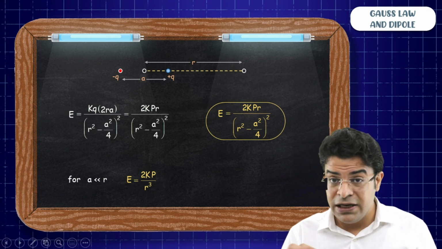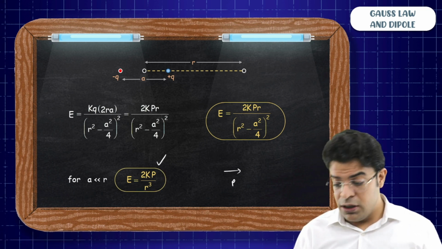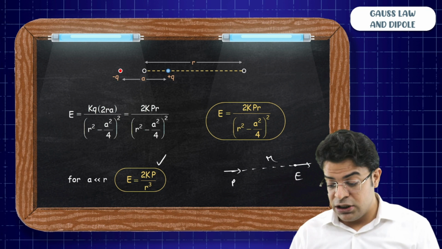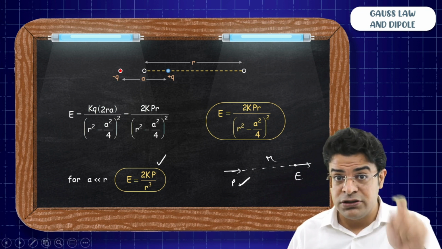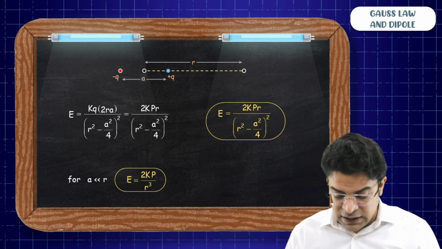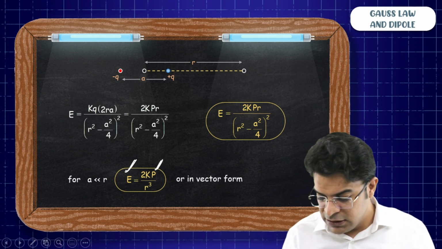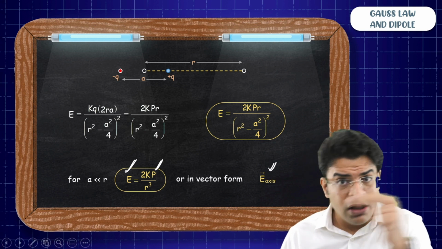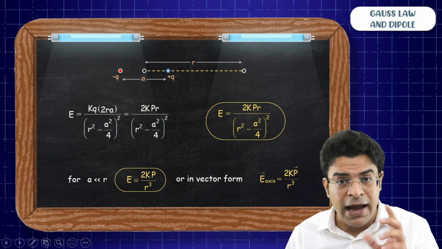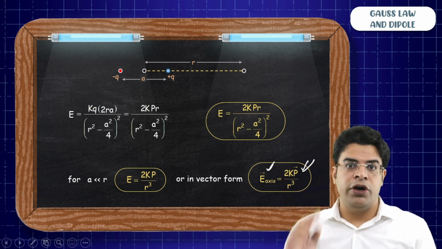So you need to remember this particular formula, that due to a short dipole of dipole moment P, at a distance r on its axis, the electric field is in the same direction as that of dipole moment, and this electric field strength is nothing but 2kp by R cube. Now since the direction of electric field and dipole moment is same, we can even write this electric field in vector form as the electric field vector on the axis equals 2k times dipole moment vector on the axis upon R cube. Why? Because the direction of electric field and the dipole moment is same for an axial point.